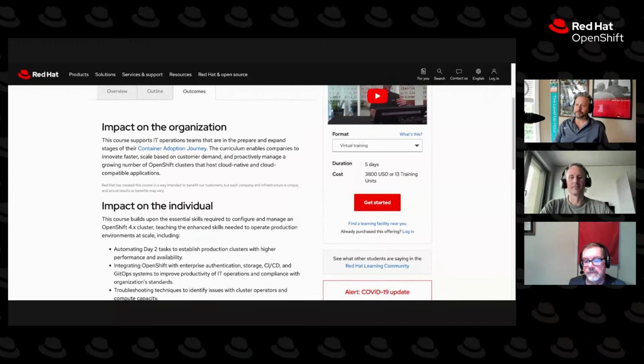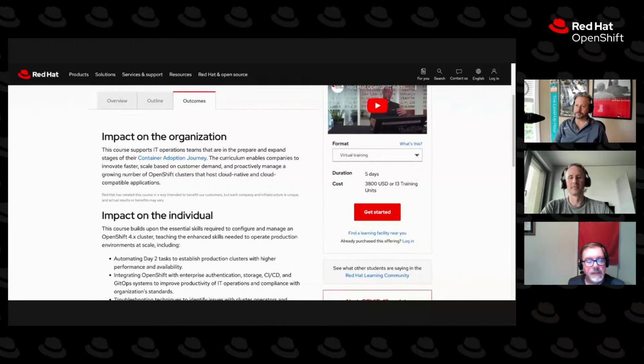For an advanced technology, and getting back to the question earlier about whether somebody who has come out of DO280, EX280, the OpenShift Administration 2 track, would be qualified to work on a production cluster. And I said yes, with some qualifications.